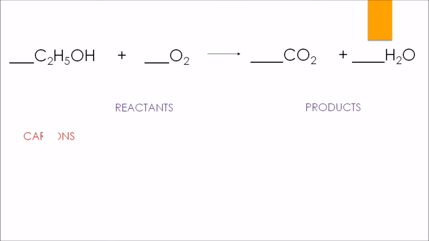Now, reactant side and the product side: how many carbons do we have on the reactant side? We have 2 carbons on the reactant side, and on the product side we have 1 carbon, so we put 2 over there in order to balance carbons.